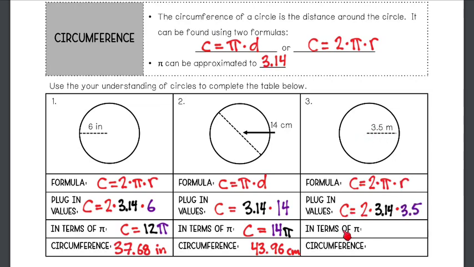And then in terms of pi, I ignore the 3.14, and I would multiply 2 times 3.5, which would give me 7. So my answer in terms of pi would be circumference equals 7 pi. I then take 7 and multiply it by 3.14, and I would get 21.98, and that's 21.98 meters.